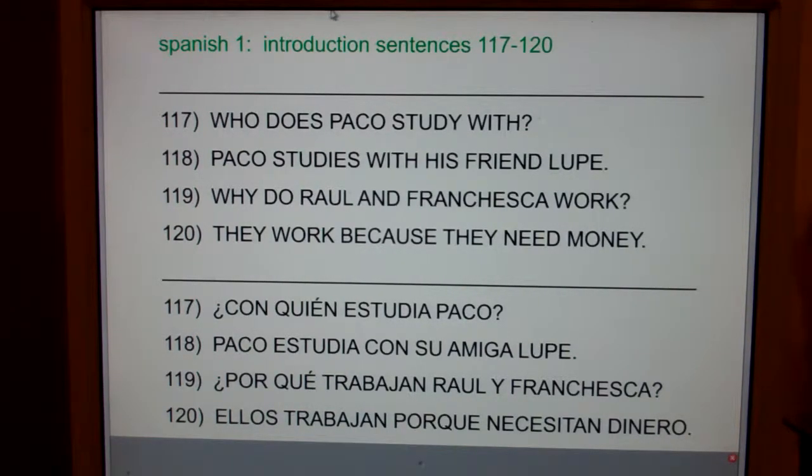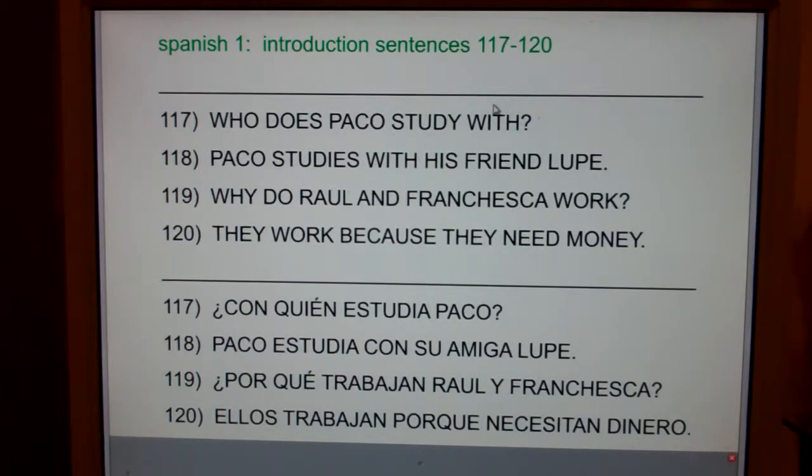All right, notice, in English we say, who does Paco study with? With is the very last word. In Spanish we say, with whom studies Paco? Remember, in Spanish, everything is backwards. We say tall girls, they say girls tall. We say I talk to you, they say to you I talk. So in English we ask, who does Paco study with? In Spanish we ask, with whom studies Paco?